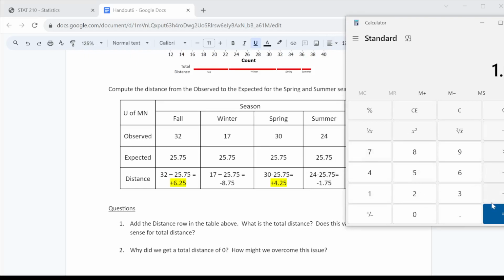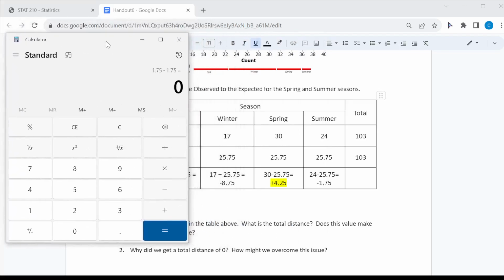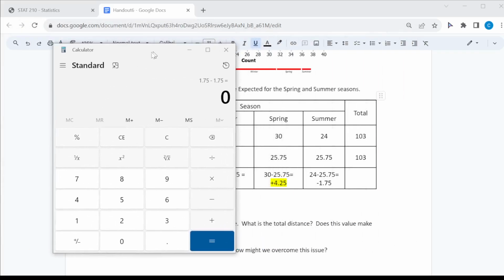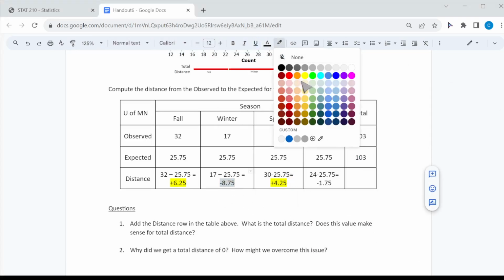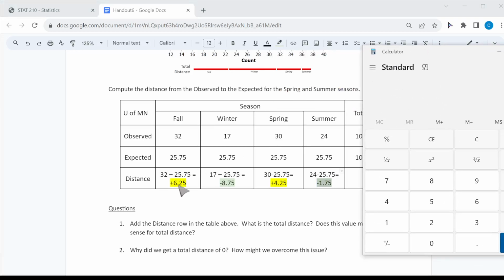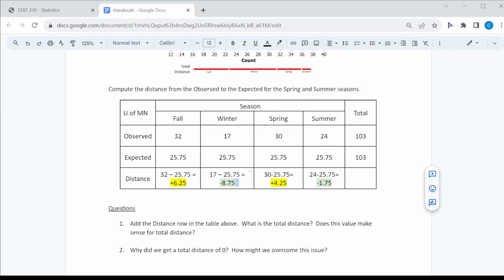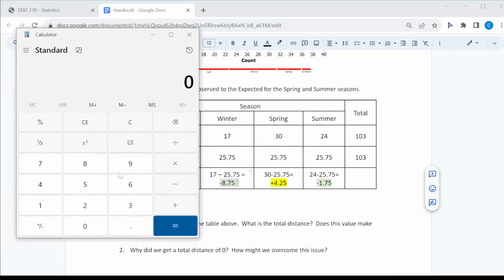So my total distance is going to be 0 here, it looks like. Let me try that math one more time. Let's just do these individually. Certainly the two positives is 10.5. The two negatives are 8.75 plus 1.75. That's 10.5 as well.